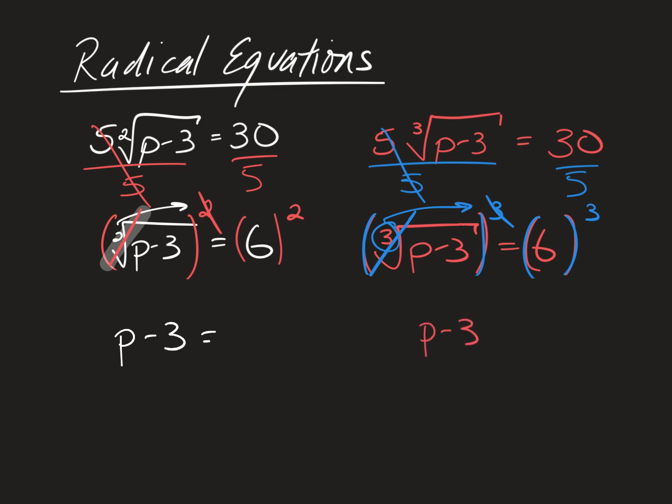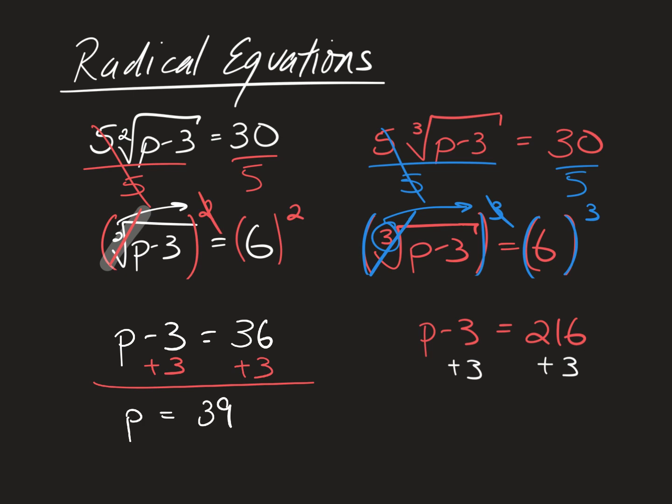Now the right side, 6 squared, is 36. The right side in this other equation, 6 to the third power, is 216. You can figure that out on a calculator. From here, we have to solve. So the first equation, add 3, add 3. The second equation, add 3, add 3. And you're left with, what do you get here? P equals 39. And here you get P equals 219.